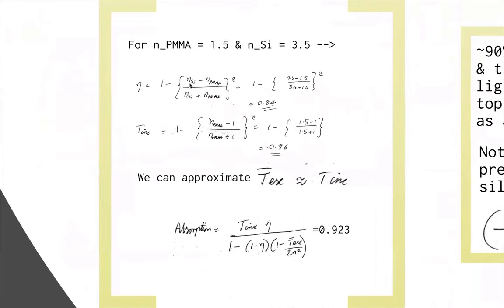Not this number, but it'll be n silicon minus 1. So that if you work it out, it'll be about 70%. So you're getting over 20% in increased absorption by simply putting a coating of PMMA, a plastic, on top of this textured silicon. So that's a nice, pretty big improvement.